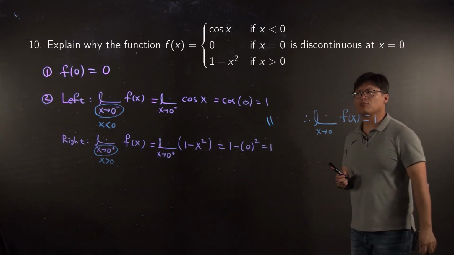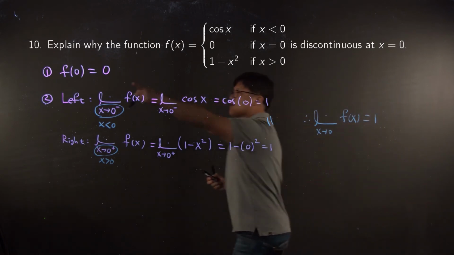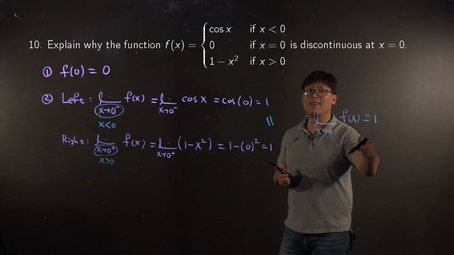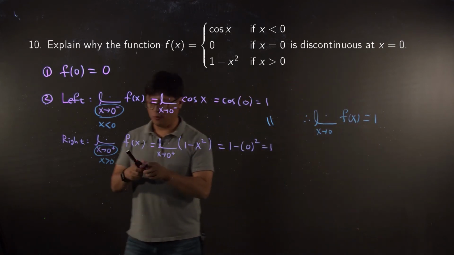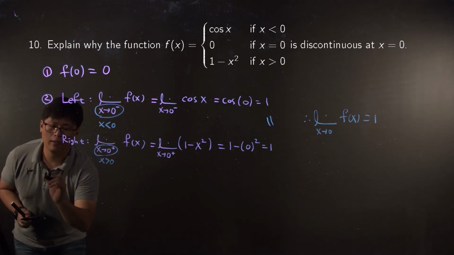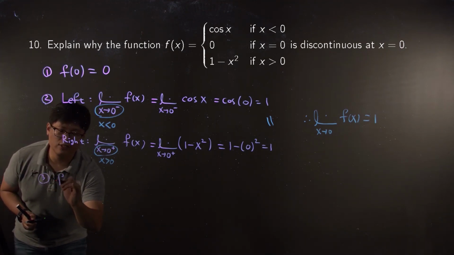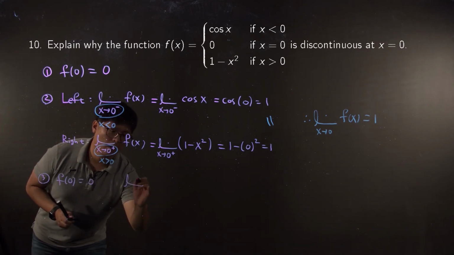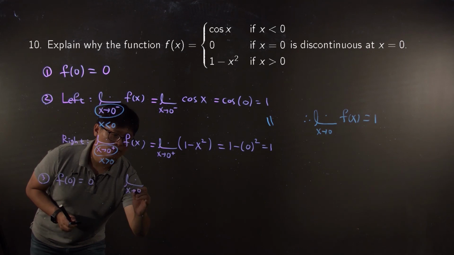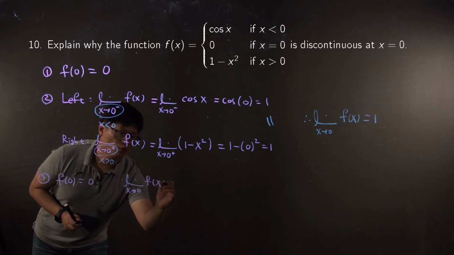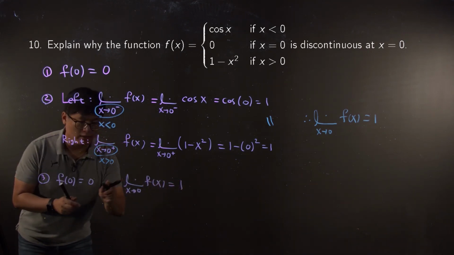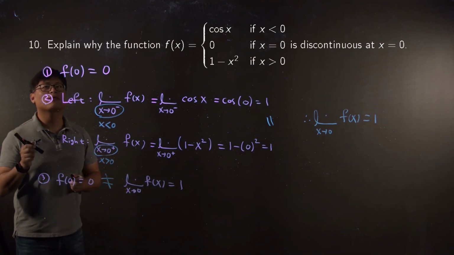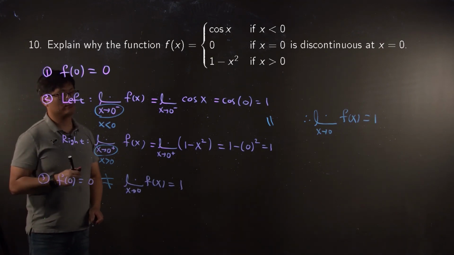But wait a minute, there's a problem, right? Look at that. Your function value is 0 and your limit value is equal to 1. Then it goes against number 3. Let me state it. Here we go, number 3. Since your f of 0 is 0, and your limit at 0 is equal to 1, they are not equal to each other, then we can say your function f is not continuous at x equals 0. Does it make sense?